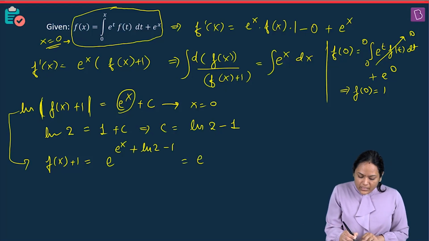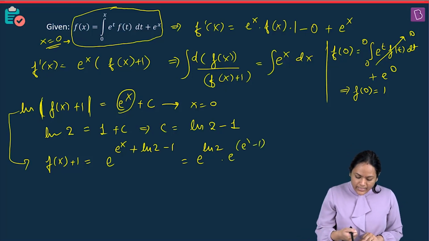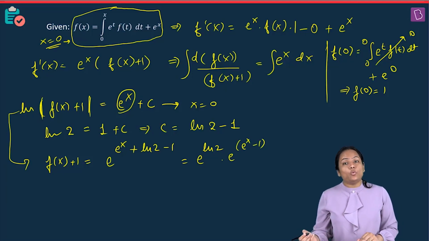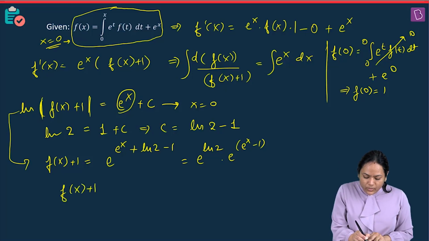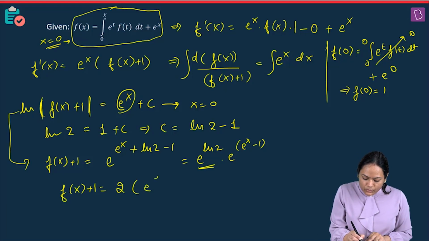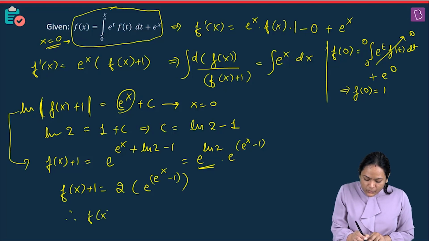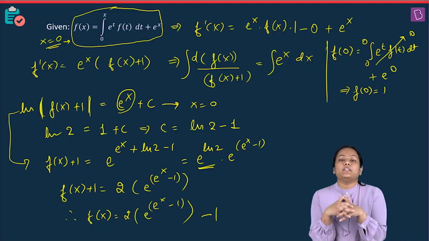So it's going to give me e raised to ln 2 multiplied by e raised to x minus 1, right? Okay, and now guys, what is the value of e raised to ln 2? Well, that is equal to 2. So I can say that my f of x plus 1 is 2 multiplied by e raised to x minus 1. And finally, my function f(x) is with us. It's twice of e raised to x minus 1, minus 1. Clear? This will be the function.